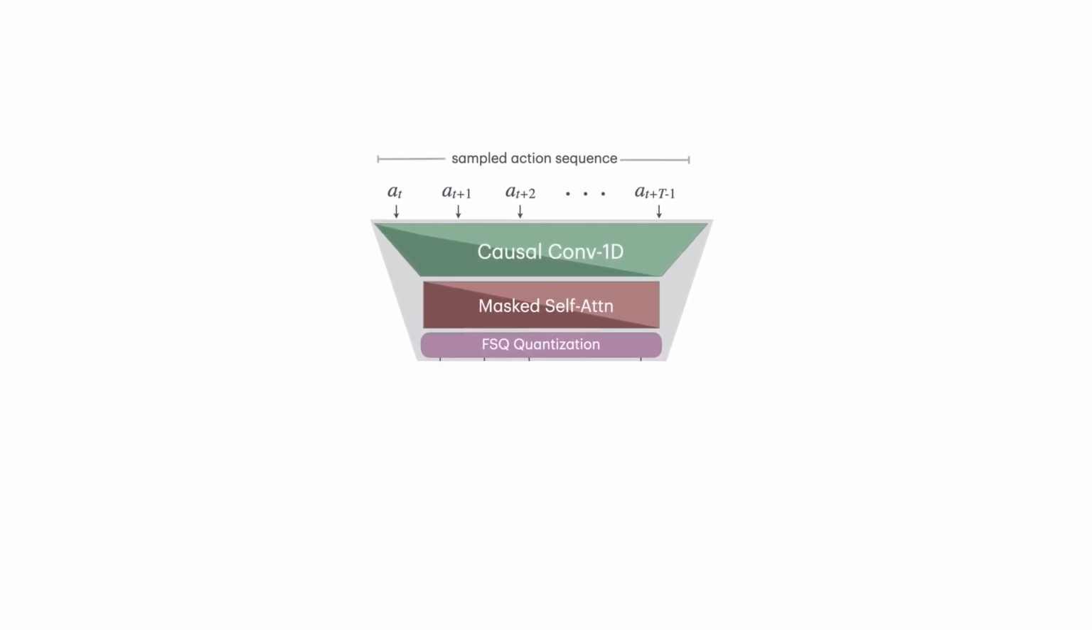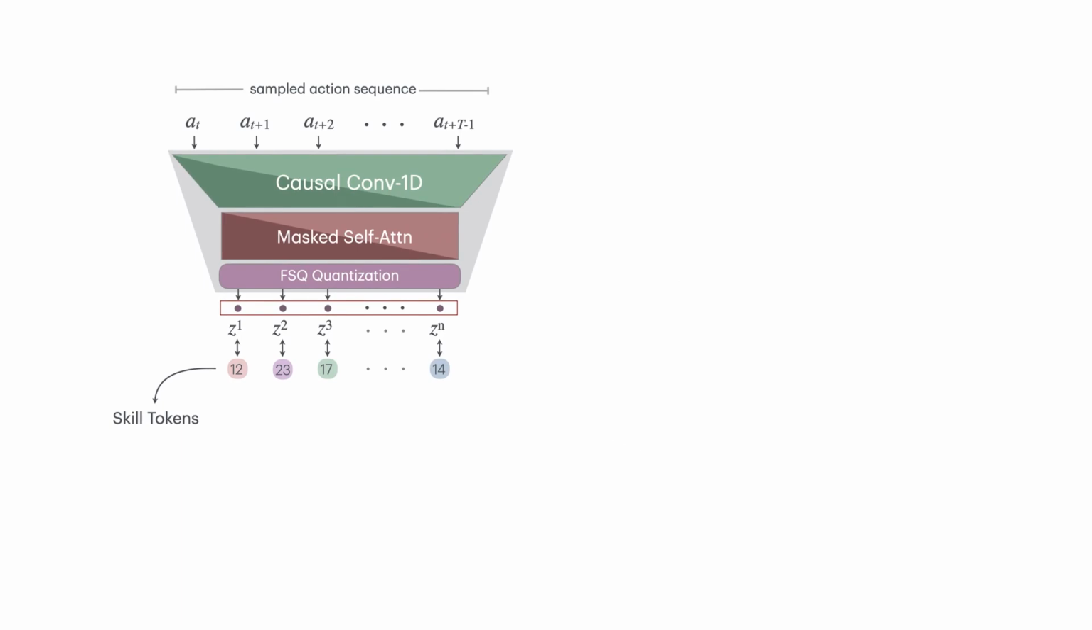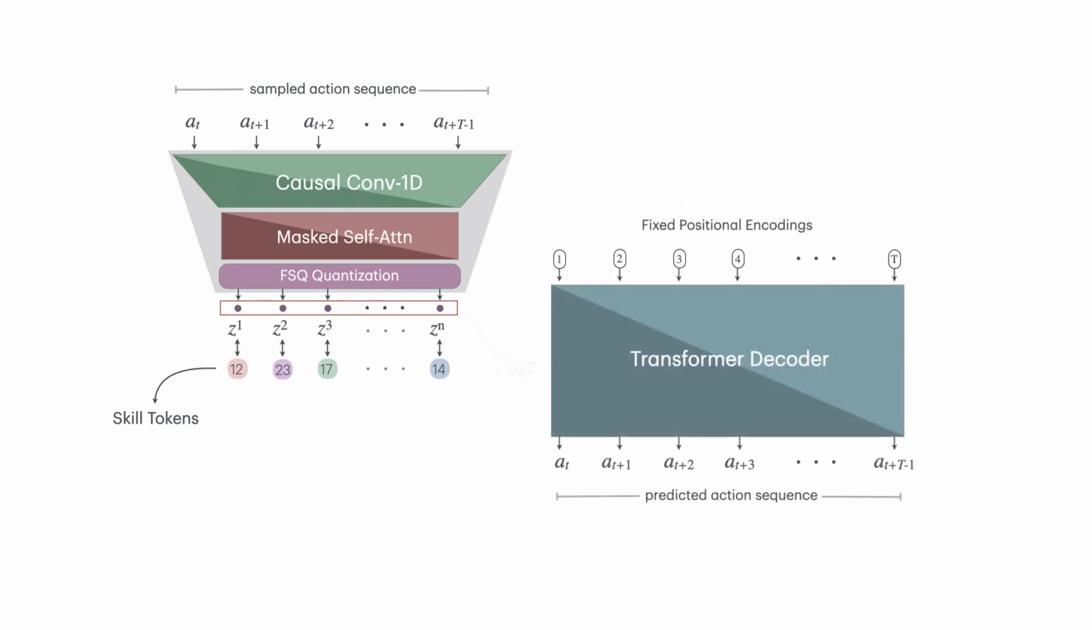The encoder takes a sampled sequence of actions as input, consisting of 1D convolutional layers for downsampling and masked self-attention layers for sequence modeling. The resulting latent vectors are then quantized using FSQ, which learns an implicit codebook of embeddings. We call these quantized embeddings skill tokens. It is important to note that an individual code does not represent anything meaningful by itself, but a sequence of codes represents a particular meaningful motion. To maintain causality while attending to all the codes, the decoder cross-attends between fixed positional embeddings and skill tokens to decode the original action sequence.